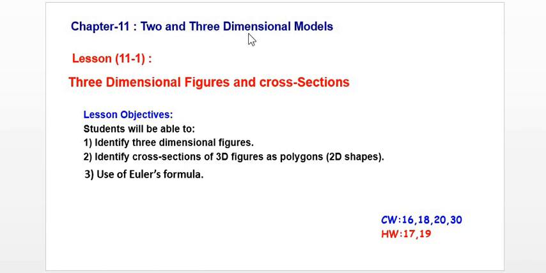Bismillahirrahmanirrahim. Chapter 11, 2 and 3-dimensional models. First lesson, it's about 3-dimensional figures and cross-sections. Our main objectives are to identify 3-dimensional figures, to identify cross-sections of 3D shapes or 3D figures as polygons like 2-dimensional shapes, and use Euler's formula. Okay, so these are our main objectives.